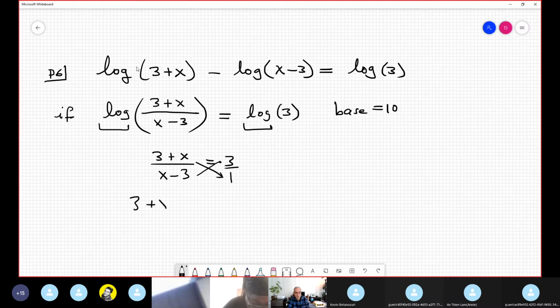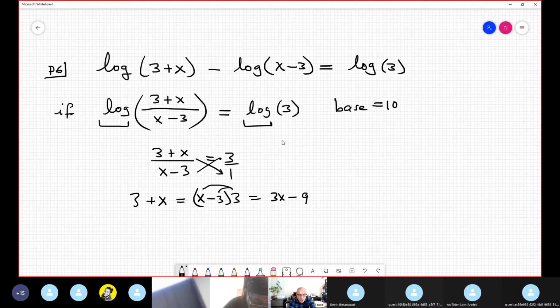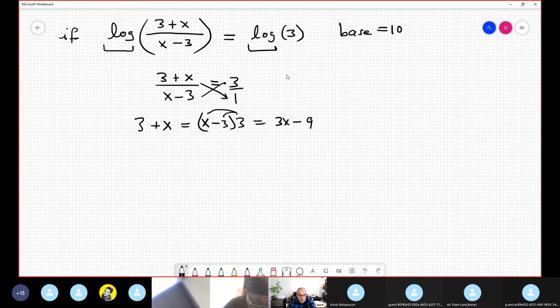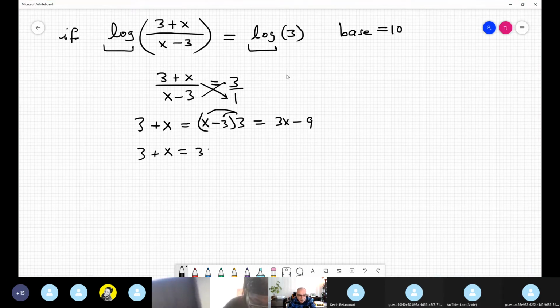3 plus x times 1 is equal to x minus 3 times 10. Apply the 3 with the distributive property here. It's 3x minus 9. Okay, and this is the equation I have to solve: 3 plus x is equal to 3x minus 9.